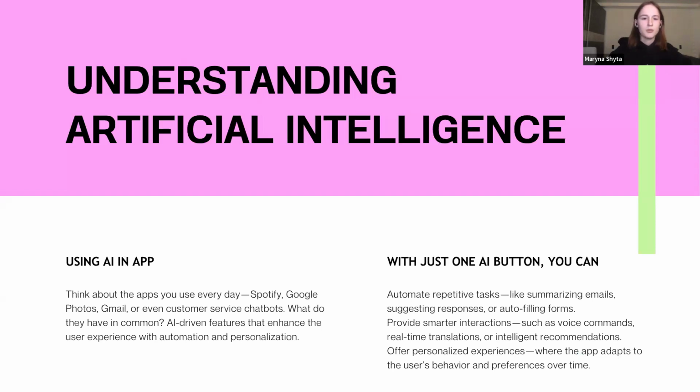With just one AI button, you can automate repetitive tasks like summarizing emails, suggesting responses, or autofilling forms. Also provide smarter interactions such as voice commands, real-time translations, or intelligent recommendations. And also offer a personalized experience where the app adapts to the user's behavior and preferences over time.